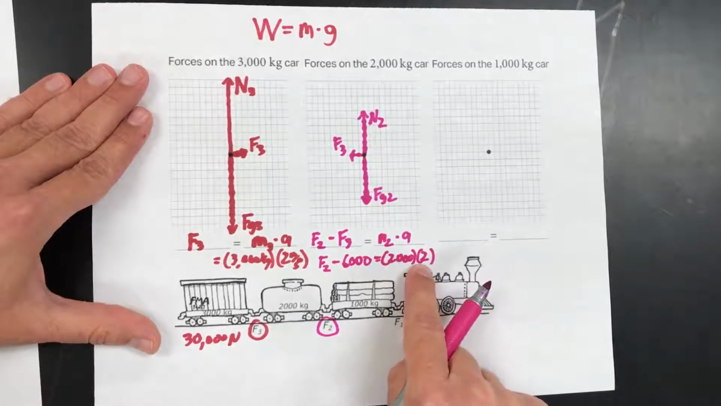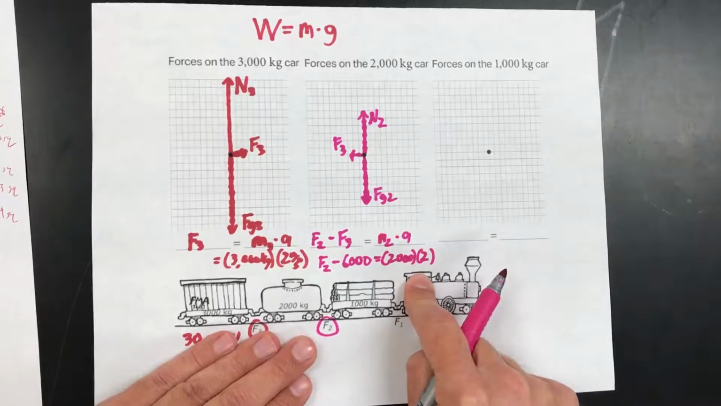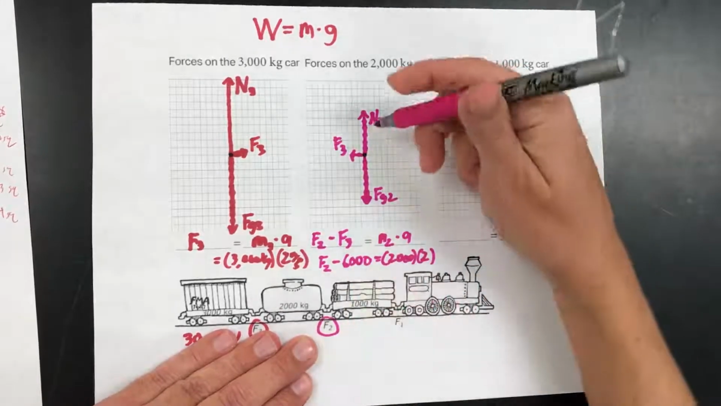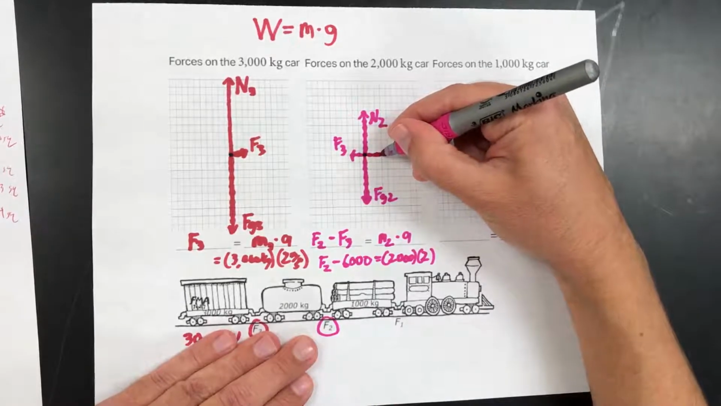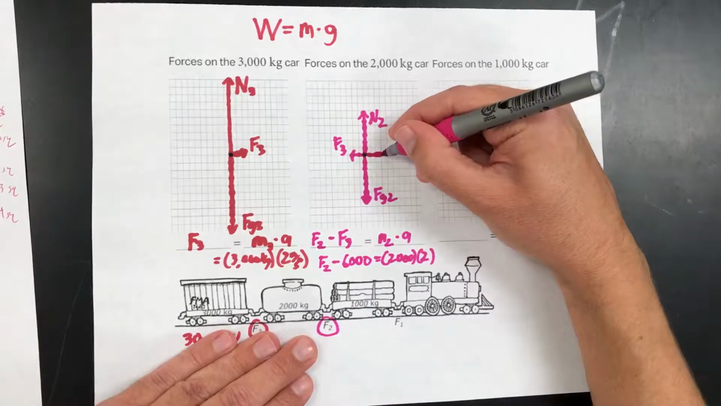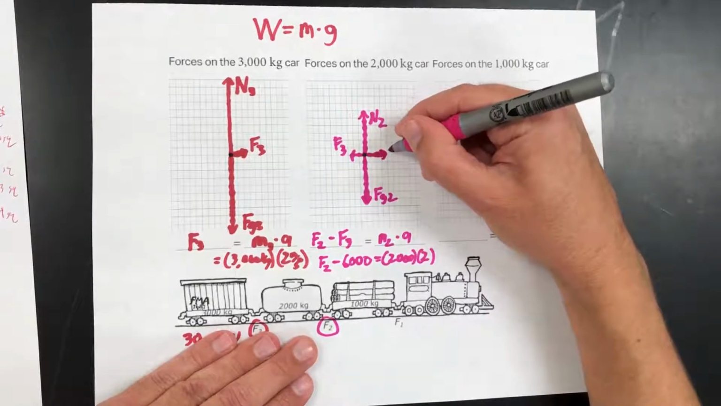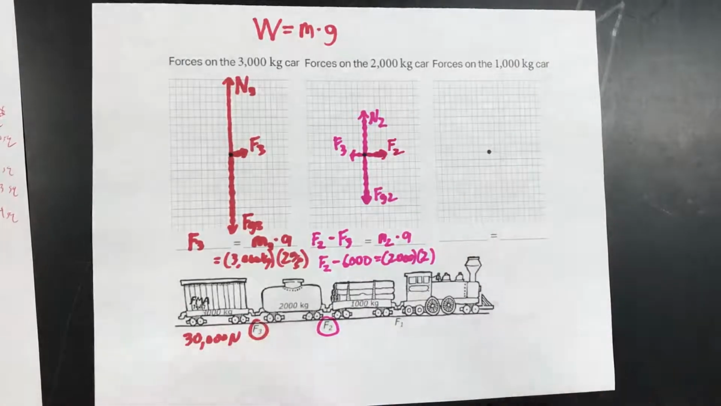So you can work out the math here. 2,000 times 2 will be 4,000, and then add this over to the other side, and you will get 12,000 newtons. I'm sorry, 10,000 newtons. So 4,000 plus 6,000 is 10,000 newtons. So that would be about 1, 2, 3, right there. So this one's just 2 long, and this one is basically 3 1/3. So we'll call this one F2.